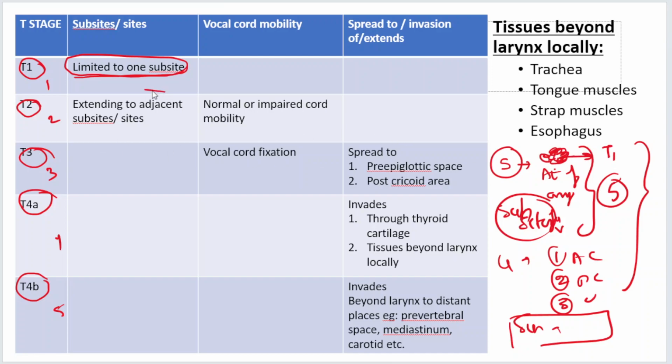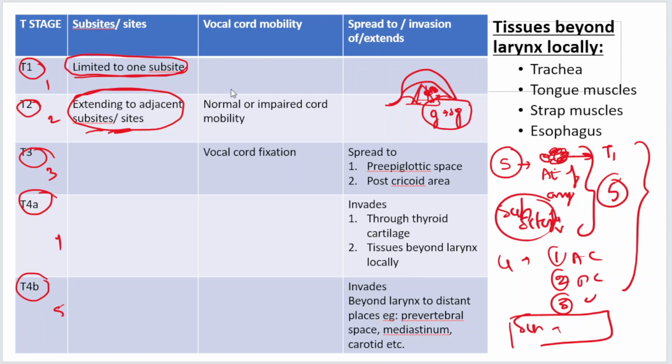T2 is when it is extending to adjacent sites or subsites. Suppose there is a growth of the vocal cord, and from the vocal cord it has gone on to the false cord. So it has crossed the site; it has gone from the glottis to the supraglottis. This is also stage T2 only.